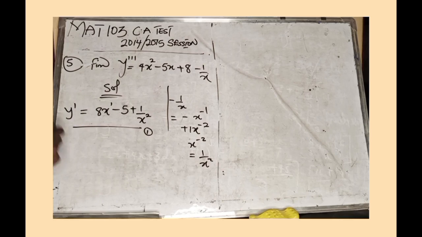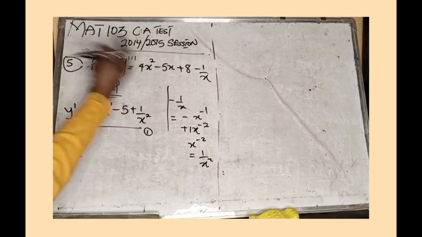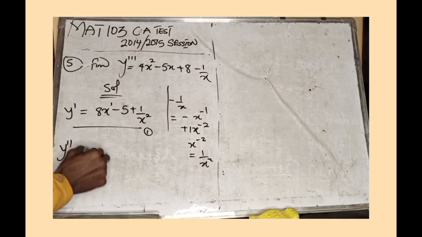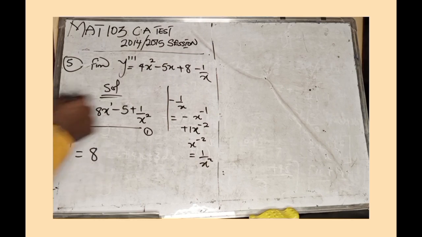Now I want to get my second derivative, which is just my y double prime. So now I'm going to differentiate this one again, the second time. If I differentiate 8x with respect to x, I should be having just 8 on its own.